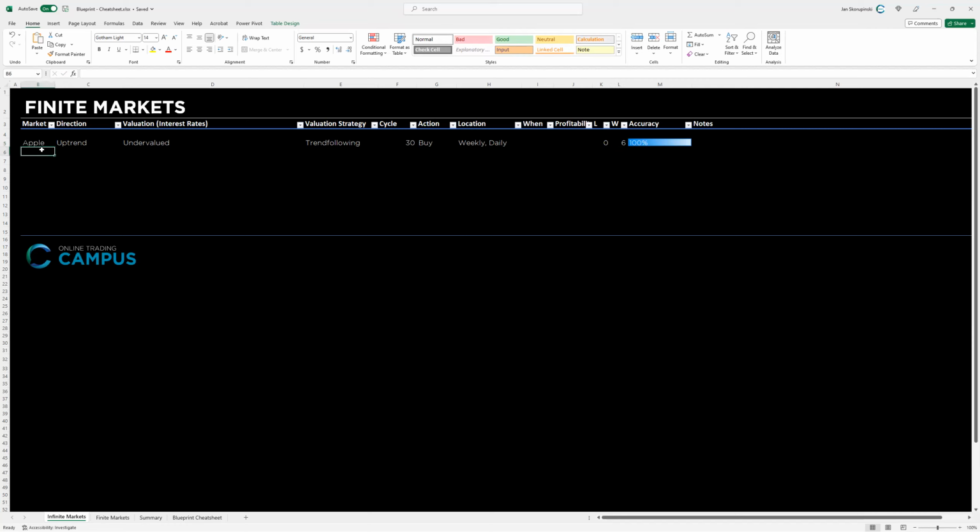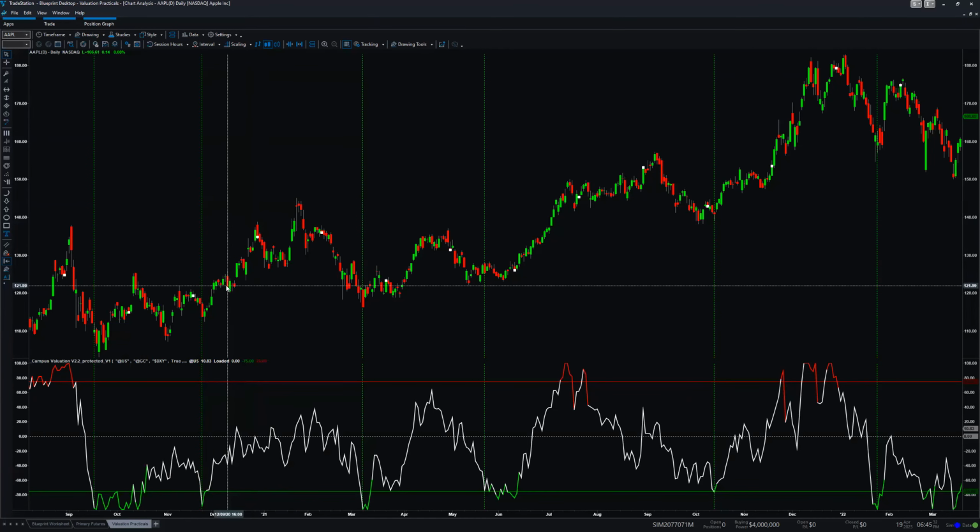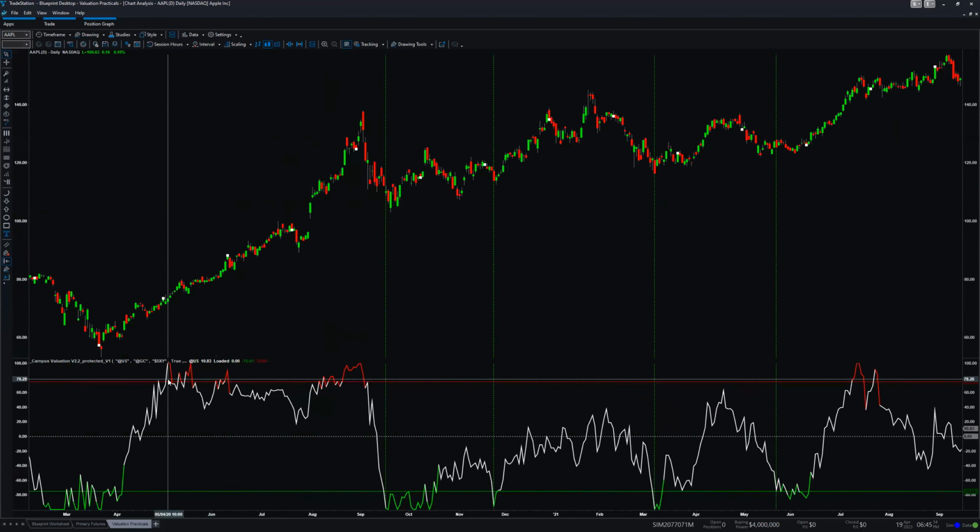Now, if I'm going to look at overvalued within a trend following setup, and I'm looking at the 30-day cycle, and I may be buying in weekly and daily, maybe selling in weekly and daily supply, then we can also count how many times it worked and how many times it didn't work. Okay.